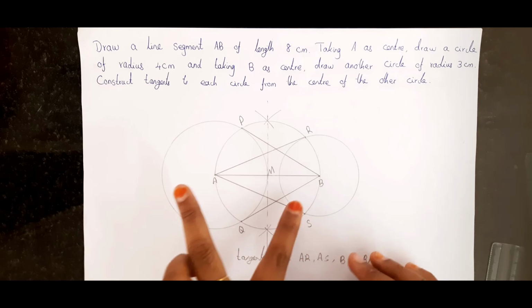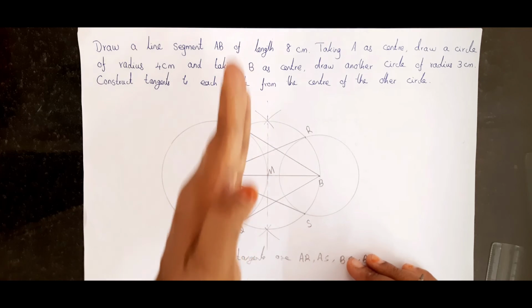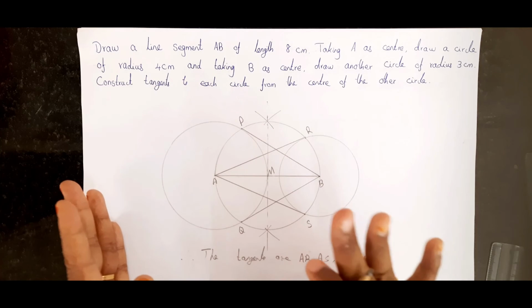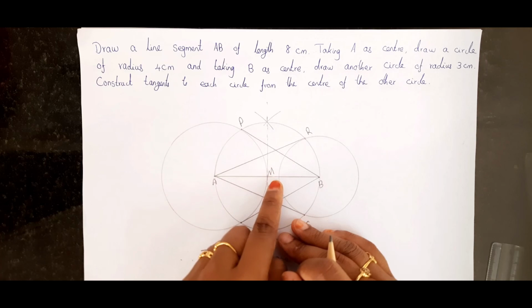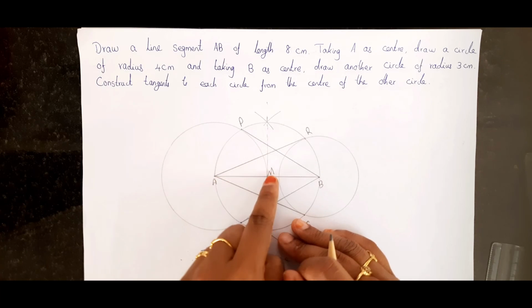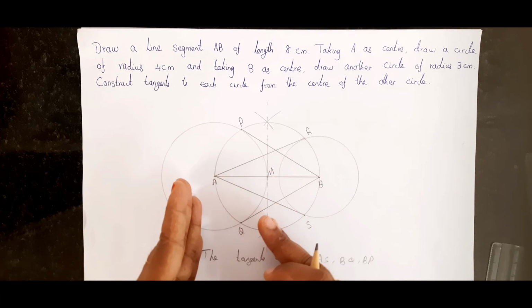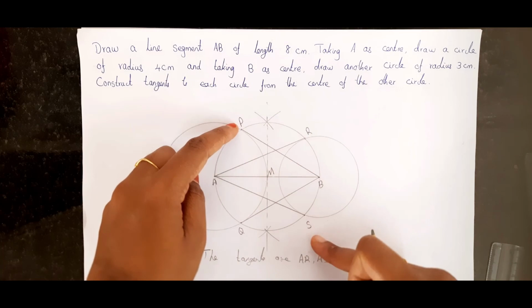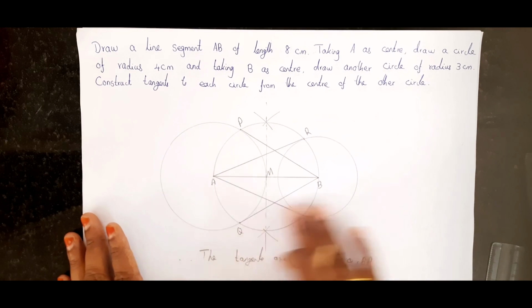How to draw? Before that we have to draw the perpendicular bisector of AB. How to do the perpendicular bisector? We need to take more than half of AB, then we have to bisect. Right, now we will get the center, that point is M. So M is the center, MA is the radius or MB is the radius. We need to draw another circle. Where the two circles intersect, those points we take as P, Q, R and S. Then using a scale we have to join, then we will get the four tangents of the given circles.